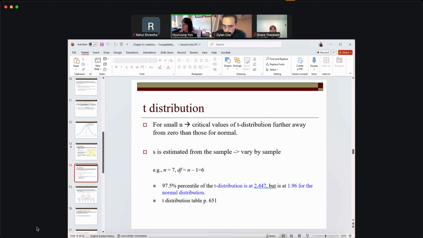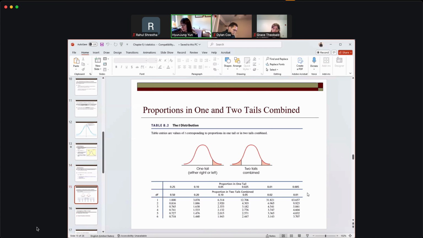All right. So let's actually see what the t distribution and the t distribution table look like. That is in our textbook, page 651. I collected the image here. Okay, so this is a t distribution. All right. So it looks somewhat different, right?